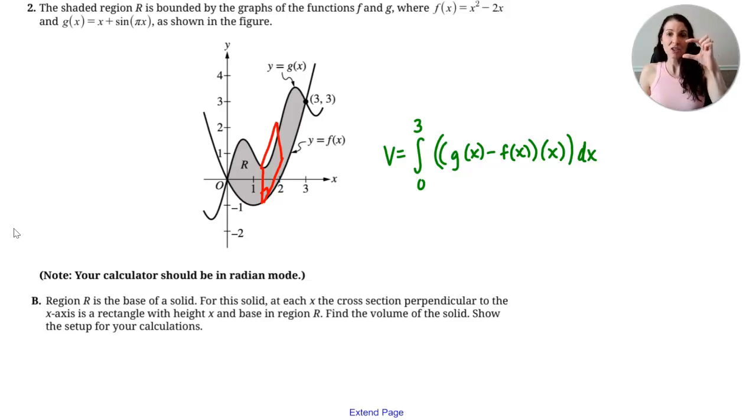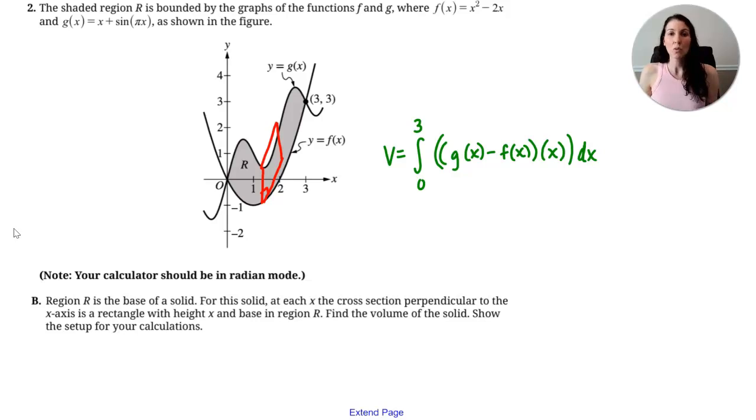And so the base, which is in region R, would be the top function minus the bottom function, or g of x minus f of x. And then the height of this rectangle, as it says in part B, is that the height is x. So this would be the setup, as you see here on the screen in green.